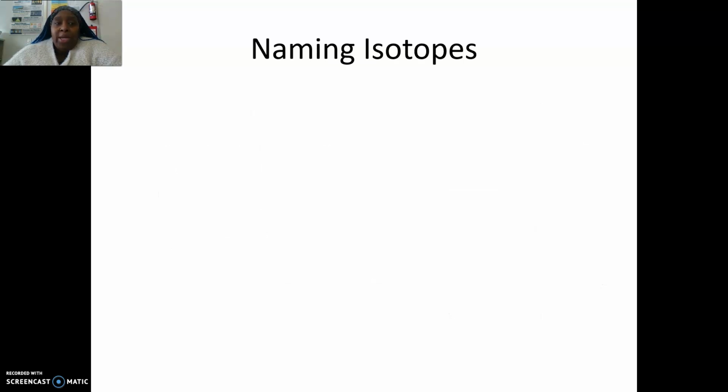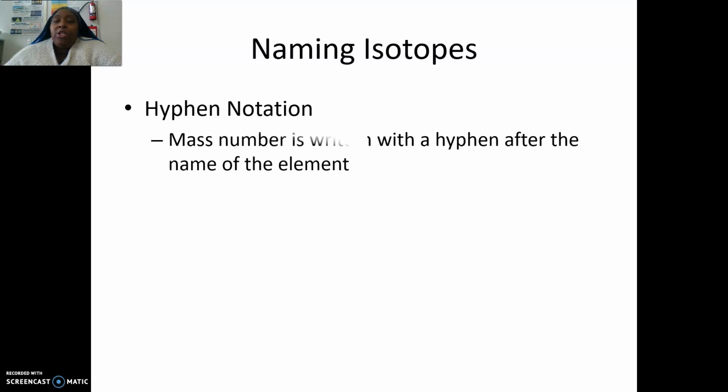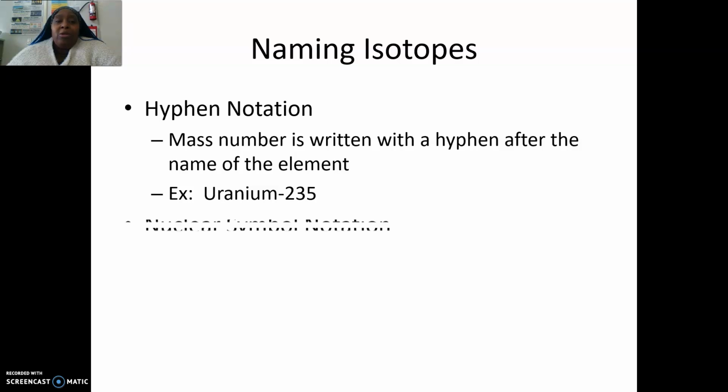So let's talk about how we name these different isotopes. There are two different types of notations. The first one is hyphen notation, and hyphen notation is exactly what it sounds like. You write the name of the element, then a hyphen, then the mass number. So for example, for the isotope of uranium that has a mass number of 235, you will represent that with uranium-235. Okay? It seems pretty simple. I just need to give you this knowledge so that you will be able to recognize the notation.